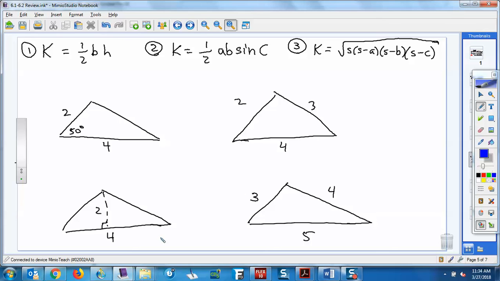Okay, what about this one? Number 3, you've got side, side, side. Then you can use Heron's formula to get that. What about this one? This would be number 1. This would be a basic geometry problem. You've got a base, you've got a height, off you go, right? Just 1/2 base times height, easy. Okay, what about that one?